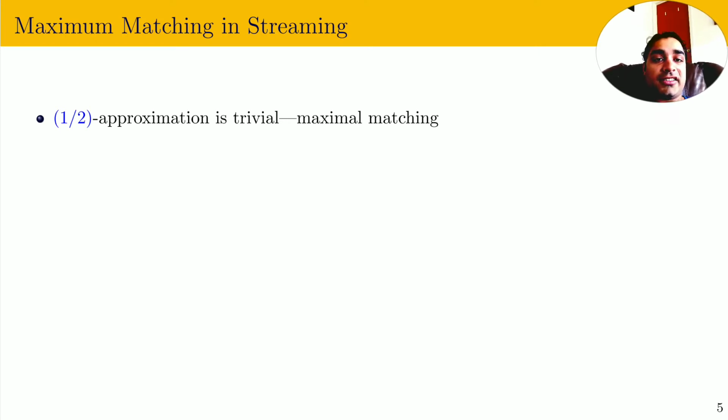Now why is this half approximate? Each maximum matching edge intersects with some maximal matching edge, and each maximal matching edge intersects with at most two maximum matching edges. So that's an argument for half approximation.